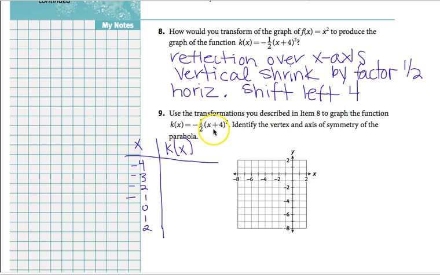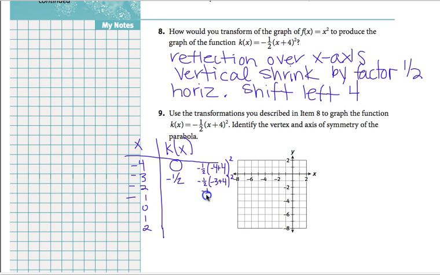So I'm going to plug in my negative 4 in place of x in this equation. So I've got negative 1/2 times negative 4 plus 4 squared. Order of operations, I do inside the parentheses first. So that gives me 0. Then I do the exponent. 0 squared is 0. Then I multiply. Negative 1/2 times 0 is 0. Now I plug in negative 3. So negative 1/2 times negative 3 plus 4 squared. So I'm changing the value in the parentheses. It's going to go up by 1. So now instead of 0, it's 1. 1 squared is also 1, times negative 1/2 is negative 1/2.